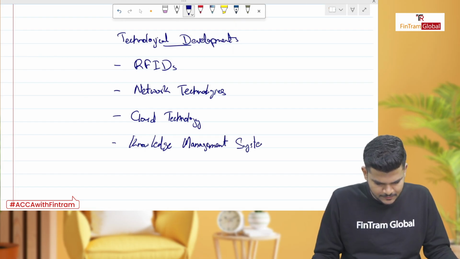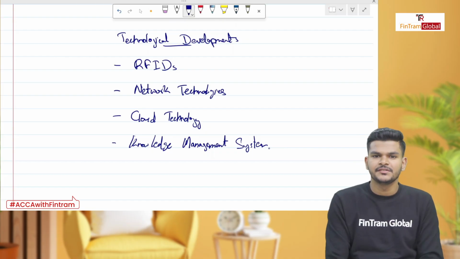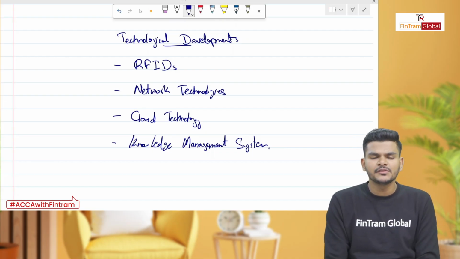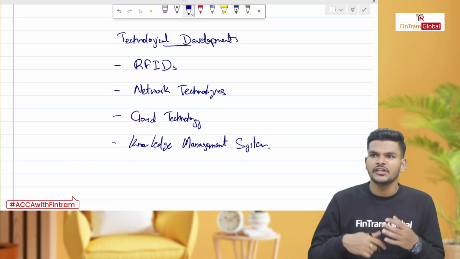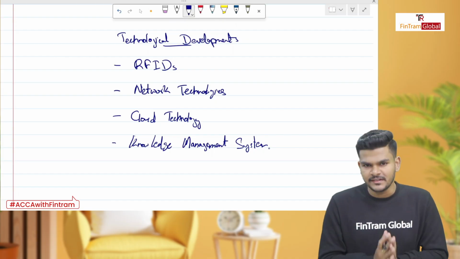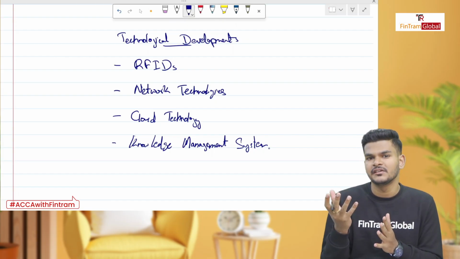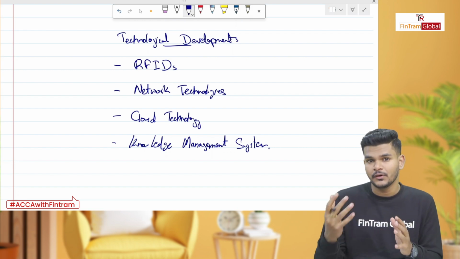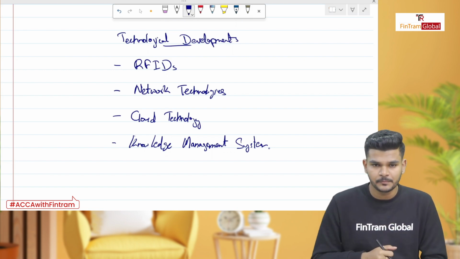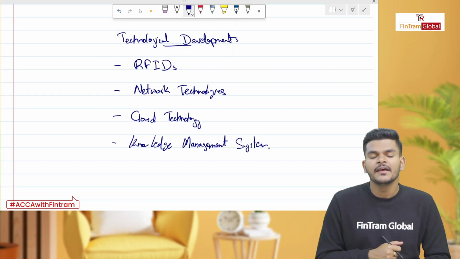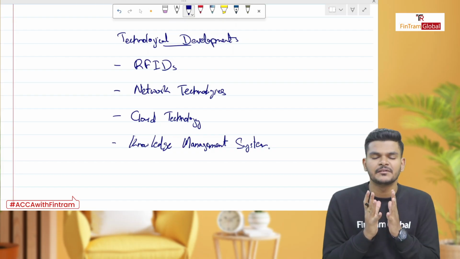So what exactly is a knowledge management system all about? When it comes to a knowledge management system, it's all about the knowledge that people have within the organization. Each individual we hire will have a particular professional skill, or many soft skills and hard skills for that matter as well, right? So all of these skills combine, right?